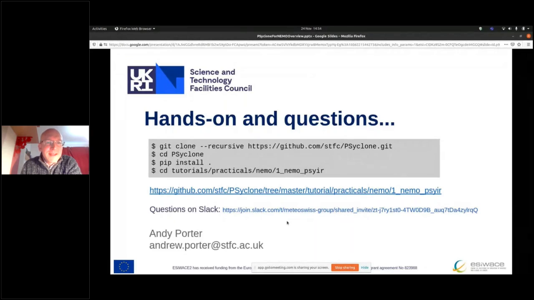In case you haven't already, you will need to clone Cyclone and then install that cloned version of Cyclone. And then the tutorial, this first one, is under Tutorials, Practicals, NEMO 1. And if you go into there, there's a README, which, as with the other READMEs so far, renders nicely in a web browser if you go and find it. In fact, I've given the URL there. And then myself and Rupert and everyone will be available for questions on Slack.